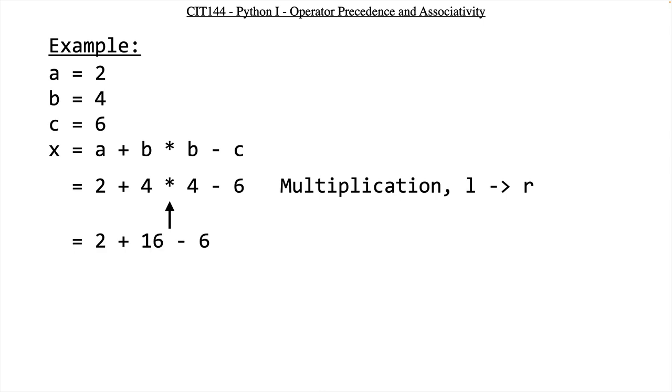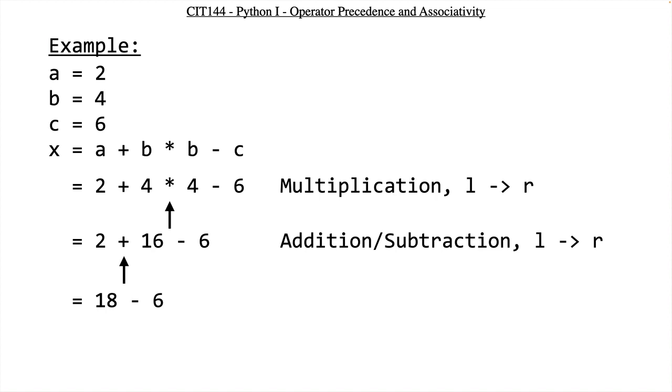So I now have 2 plus 16 minus 6. Again, looking at the operators I have and my precedence table, addition and subtraction are the same level of precedence, and their associativity is left to right. That means the first thing I would do is this addition, and if I perform that addition, I come up with 18. Continuing on, I now have this minus, and 18 minus 6 is 12.